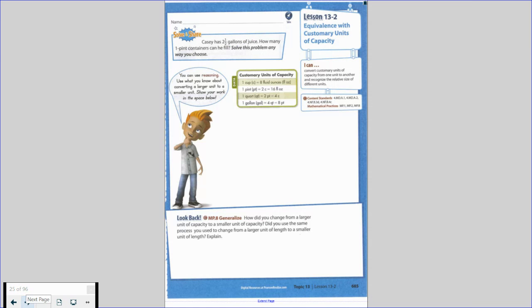Okay, so in your math book, go ahead and find the first page of lesson 13-2. We're going to take a look at the solve and share together. So the work that I'm doing in the video, you should be doing in your math book. Make sure you're following along.